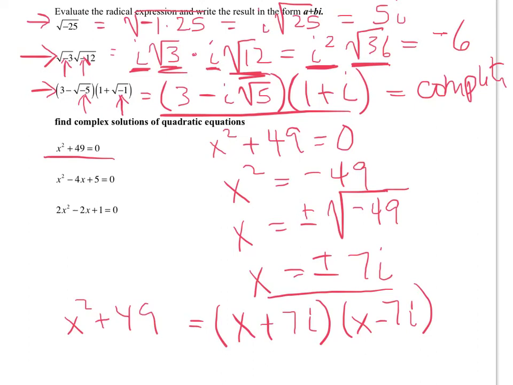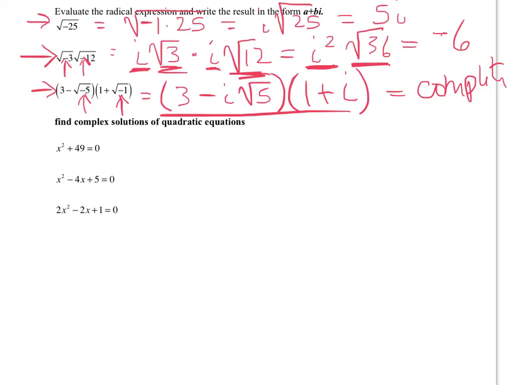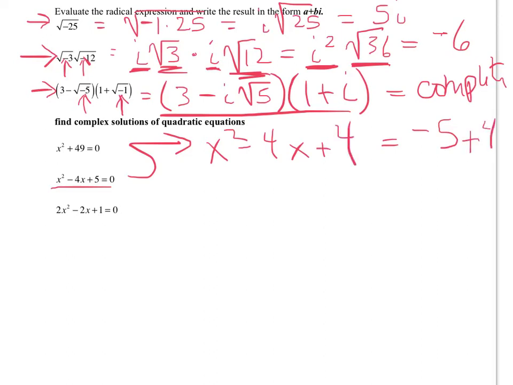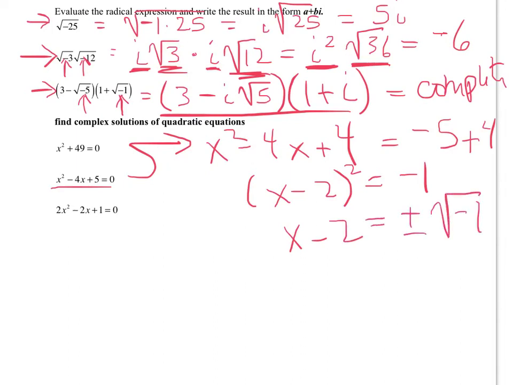Our next example is x squared minus 4x plus 5 equals 0. This one we'll do by completing the square. So we have x squared minus 4x equals negative 5. To complete the square here, we need to add 4 to both sides. We add 4. Now we have a perfect square. x minus 2 squared equals negative 1. Now take the square root of both sides. x minus 2 equals plus or minus the square root of negative 1.